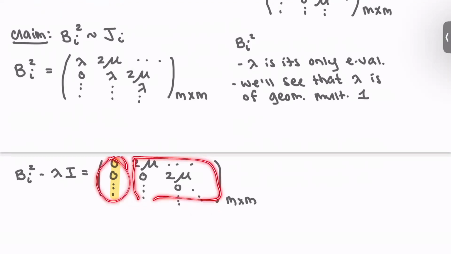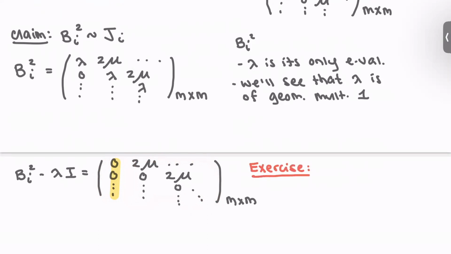So 0 definitely doesn't contribute to it, but I'll leave this as an exercise. Maybe I'll call these the starred columns. So the starred columns are linearly independent.